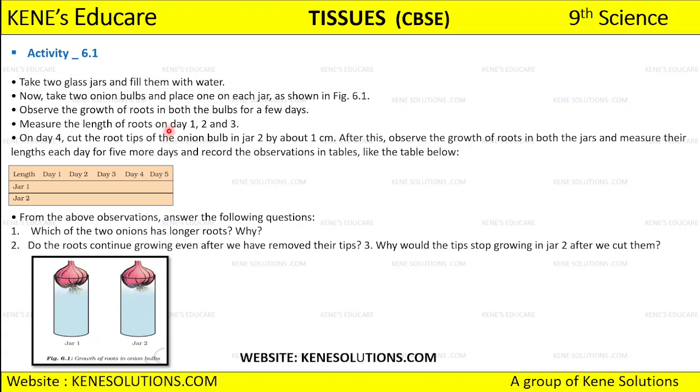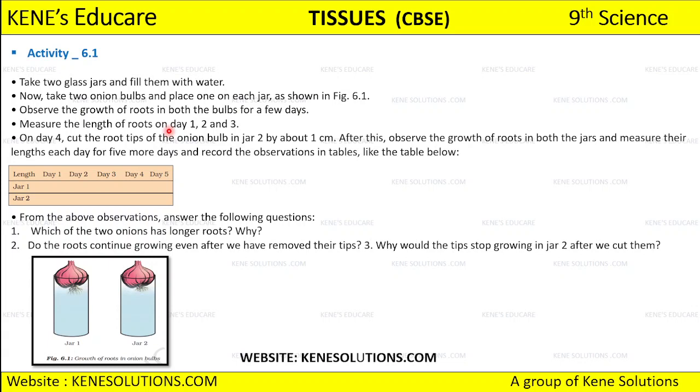On day 4, what you have to do is cut the onion bulb of jar 2 by 1 centimeter, and you have to observe the growth now for day 4 and day 5. And you know what you are going to see? I have told you all to do this, and I'll tell you directly what conclusion you can make from here. What happens here is, when you cut 1 centimeter of the root tip of the onion bulb in jar 2, you will see that it does not grow later. The onion bulb of jar 2, the root tip, is not going to grow later.